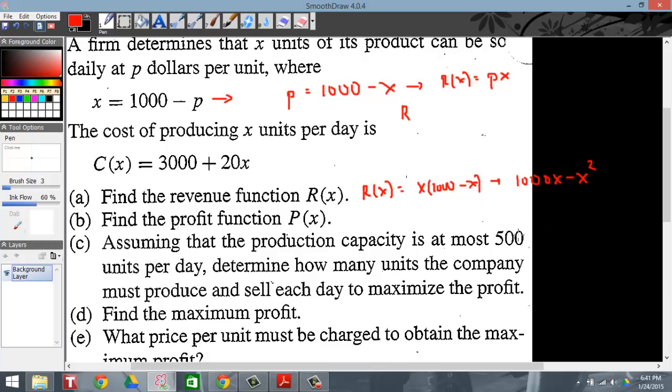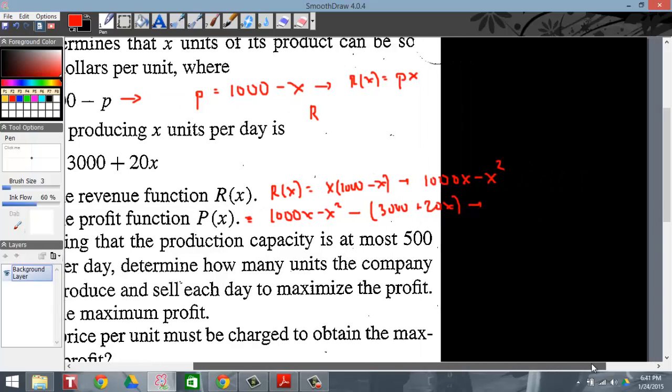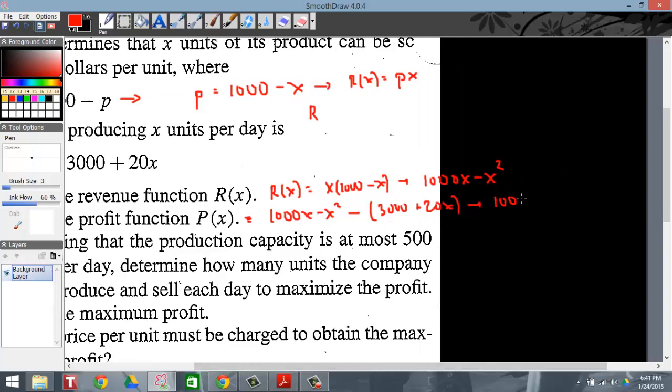The profit function is simple. Profit is equal to the revenue minus the cost. So that's going to equal revenue, which is 1,000x minus x squared, minus (3,000 plus 20x). Now that's going to simplify out into 1,000x minus x squared minus 3,000 minus 20x.